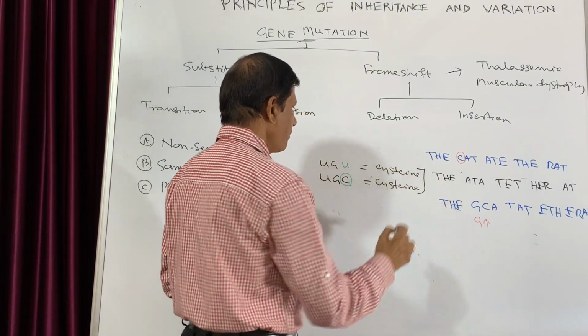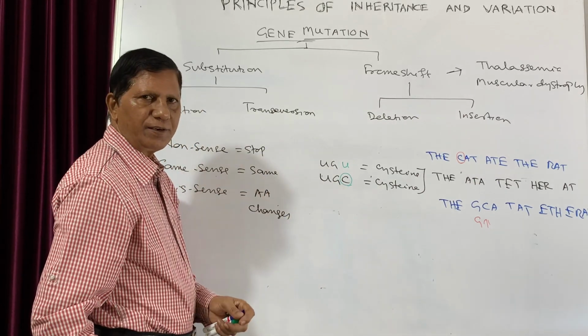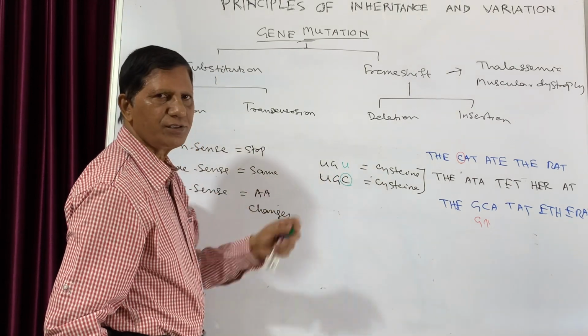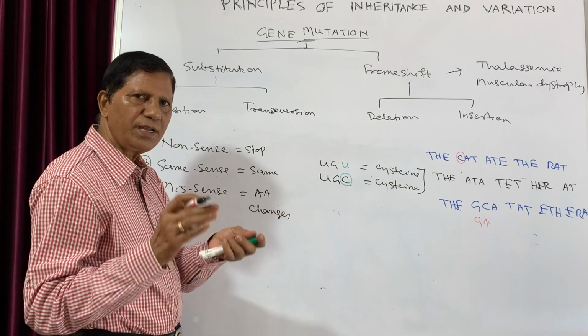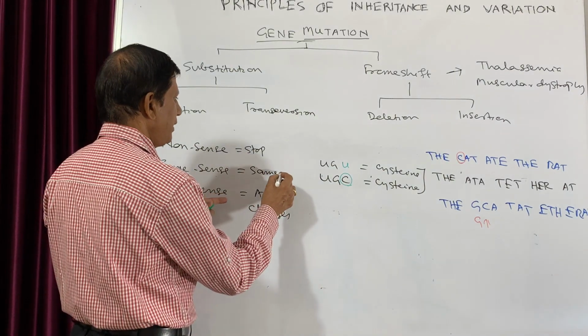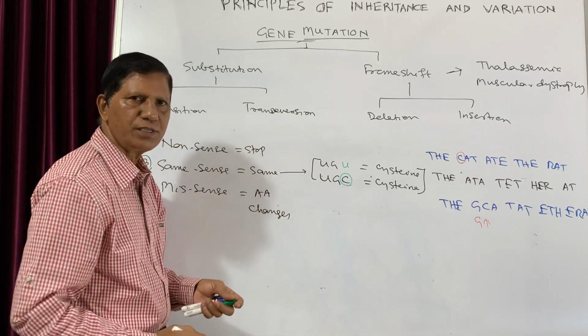Now you see, there is change in the nucleotide. That means mutation has taken place, but the amino acid didn't change. That means even after a mutation, the effect is same. So this is known as Samesense mutation, because there is no change.